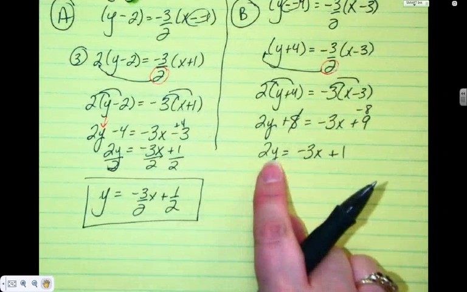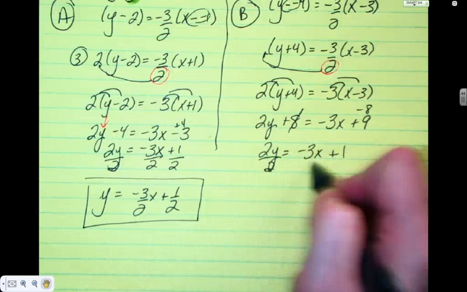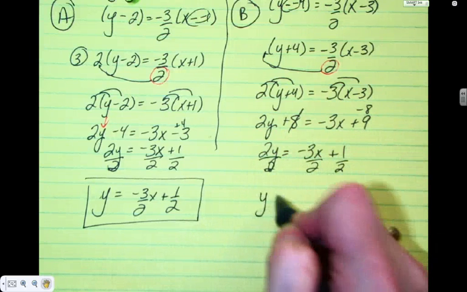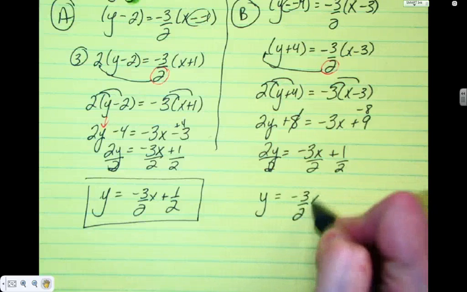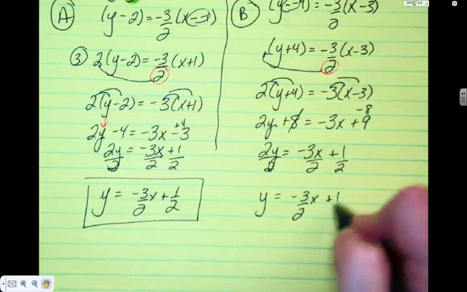How do I get rid of a coefficient of 2? Divide by 2, divide by 2, divide. Oh, look what's happening here. Negative 3 on 2 x plus a half.